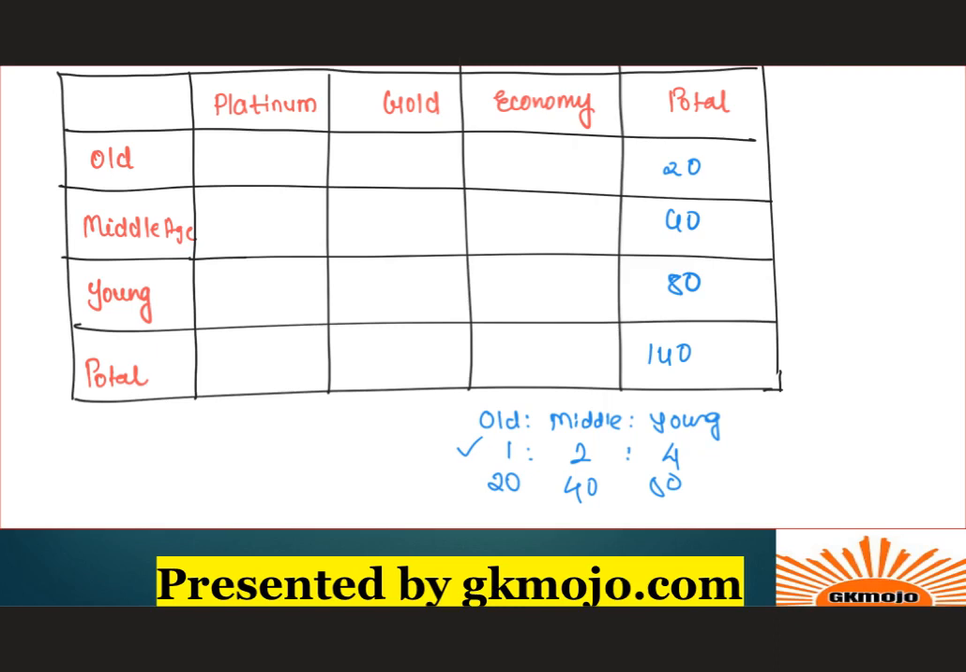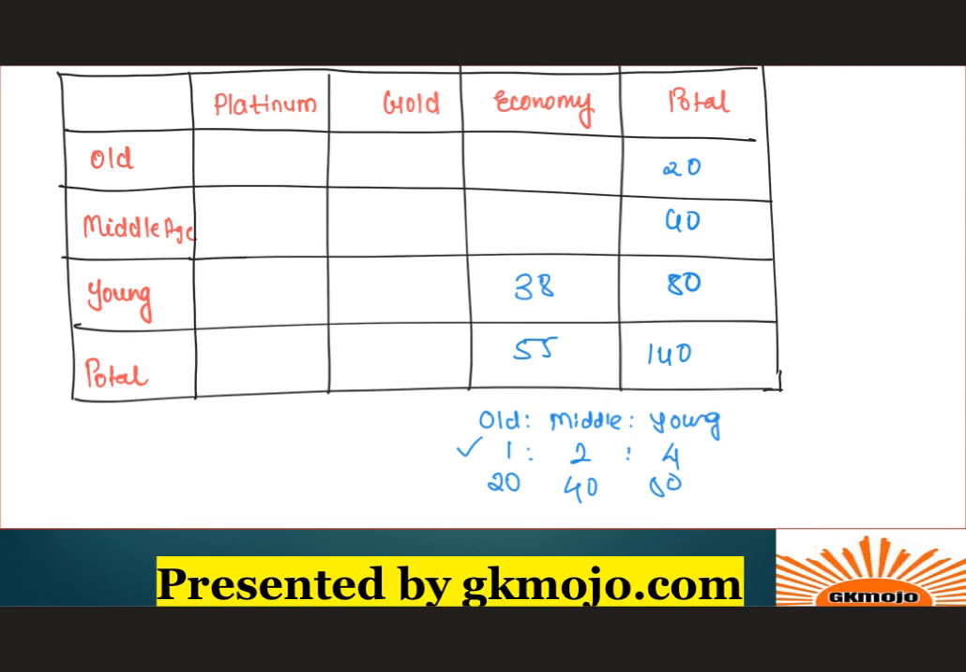Now let us read the third point that was given. Young visitors bought 38 of the 55 economy tickets that were sold. So economy tickets that were sold in total were 55, and 38 were bought by the young visitors. Further, it says they bought half the total number of platinum tickets that were sold.